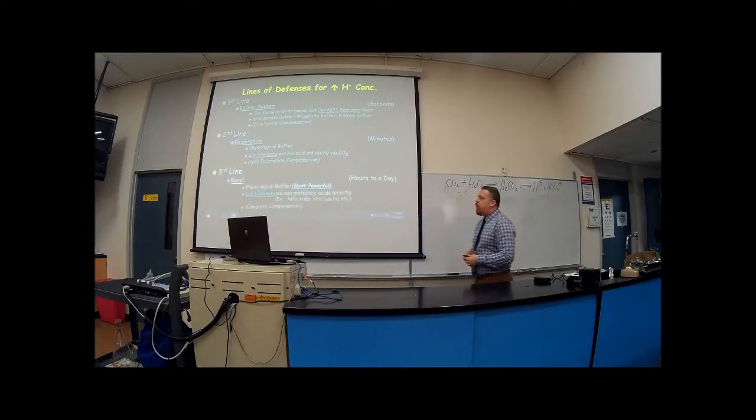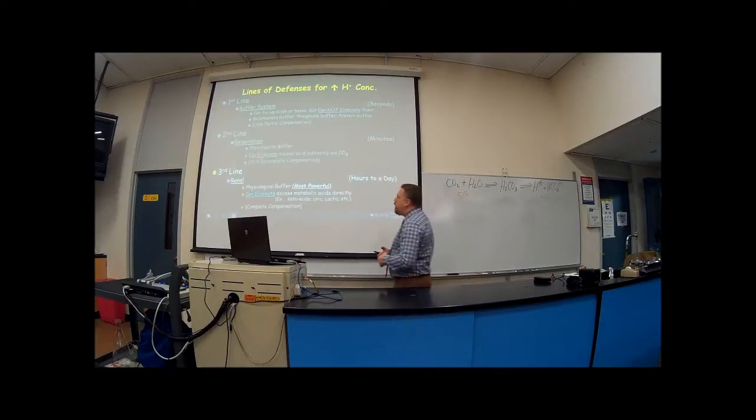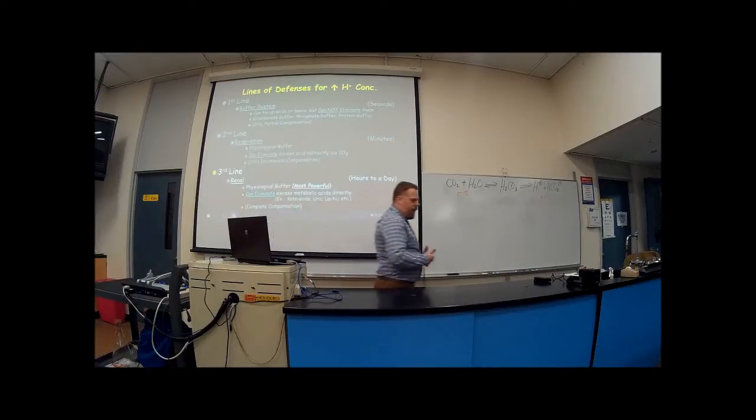So we have a third line, and that's our kidneys. The kidneys will get a whole bolus of hydrogen right out of the system. The only thing is, it takes a long time. It can take hours to a day. Does that make sense? This is the best system, and it will eliminate things directly. This is a complete compensation because it eliminates those ions right out. So these are three ways we can actually get our pH back to what it is.